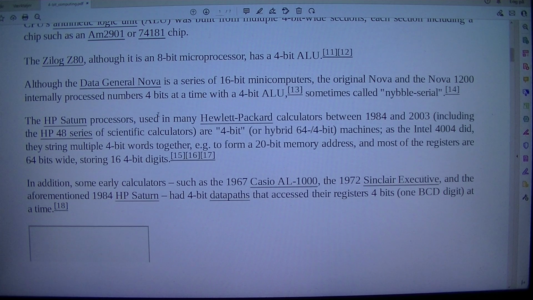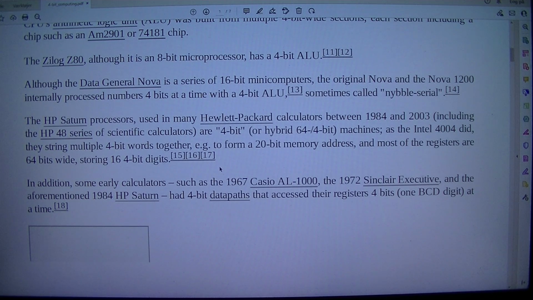14. The HP Saturn processors, used in many Hewlett-Packard calculators between 1984 and 2003, including the HP 48 series of scientific calculators, are 4-bit, or hybrid 64/4-bit, machines. As the Intel 4004 did, they string multiple 4-bit words together, for example to form a 20-bit memory address, and most of the registers are 64 bits wide, storing 16 4-bit digits.